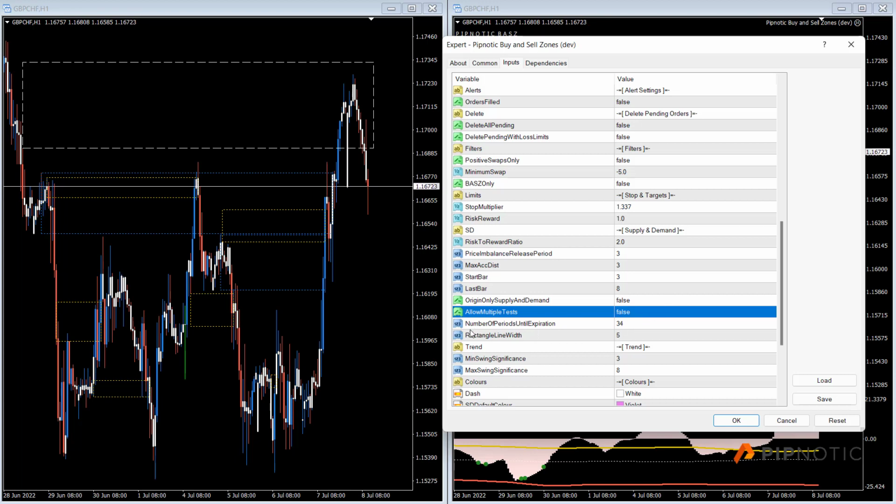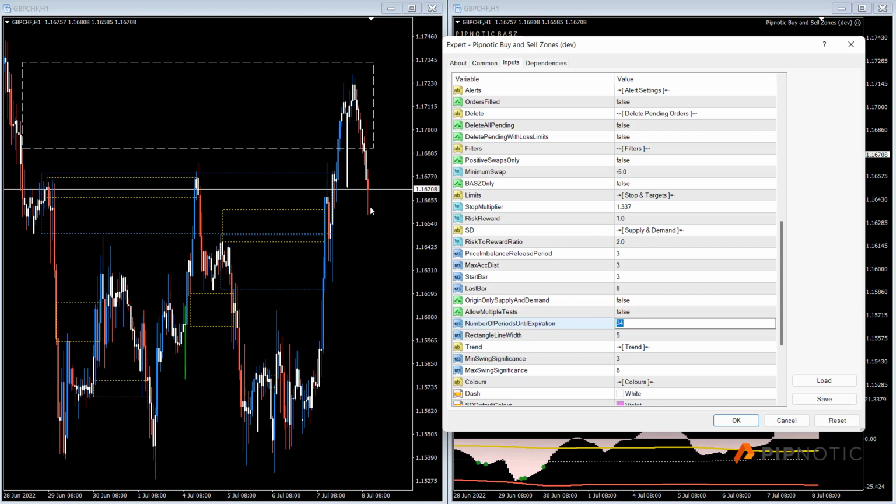Okay, we have this one here, number of periods until expiration. This tells us how many periods we want the unfilled order to be valid for. 34 means that if it's a 4-hour trade taken on the 4-hour chart, it'll last for 34 times 4 hours.